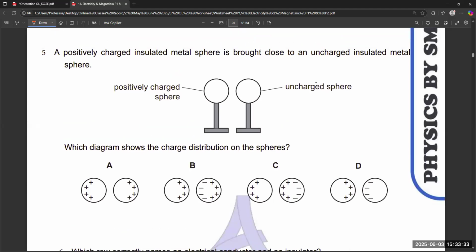And now we have two spheres. A positively charged insulated metal sphere is brought close to an uncharged insulated sphere. Option B. For charge distribution, we know that one is positively charged, so the negative charges will shift to the near side, and the other side becomes positive. It is uncharged, so it has both positive and negative charges. So option B, correct.